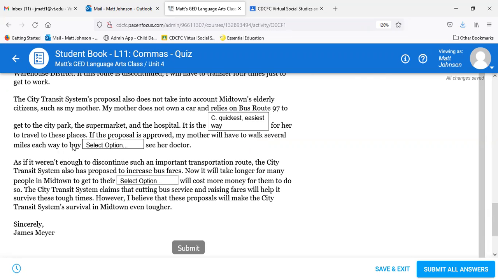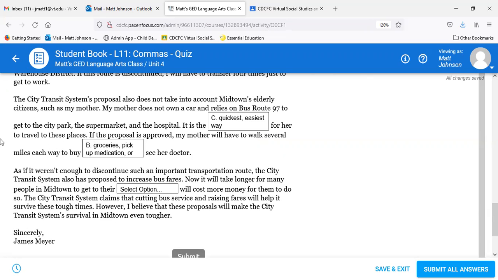"If the proposal is approved, my mother will have to walk several miles each way to buy groceries, pick up medication, or see her doctor." Nilda, where do we want our commas here? B. B, right? So after groceries and after pick up medication. So miles to buy groceries, comma, pick up medication, comma, or see her doctor. So you'll see a serial comma, either and or. Those usually are the 2 ways that things will be set off in a list.